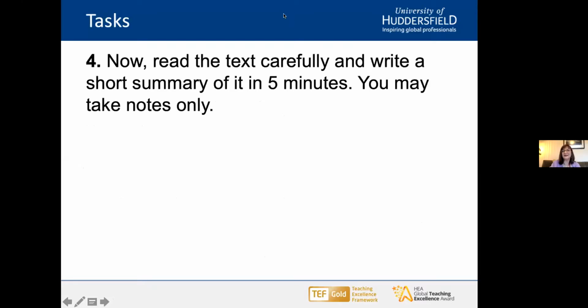Okay, how about this task? I'm not going to ask you to do that, but what sort of skill is needed for this task? Now read the text carefully and write a short summary of it in 5 minutes. You may take notes only. So in this task, if we did it, I would simply allow you to write a summary, and while writing the summary, to pay attention to what?